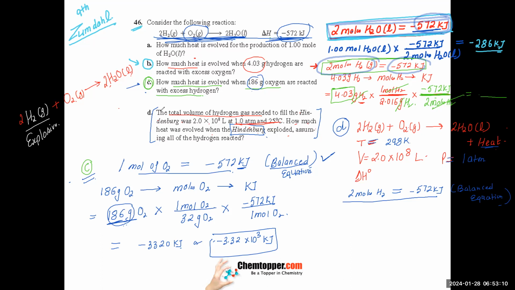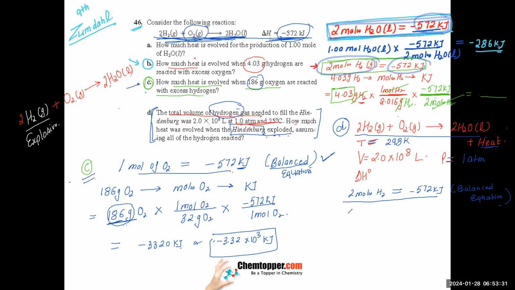Why? What is written here? Shriyan is asking how come you know this reaction? What is written here? Hindenburg exploded. Hydrogen gas. Hindenburg exploded. A combustion reaction of hydrogen with oxygen.